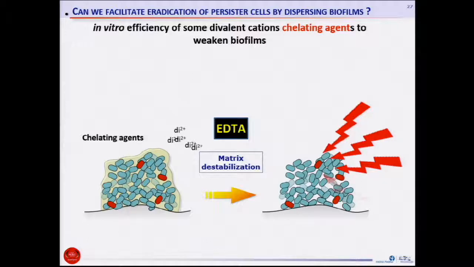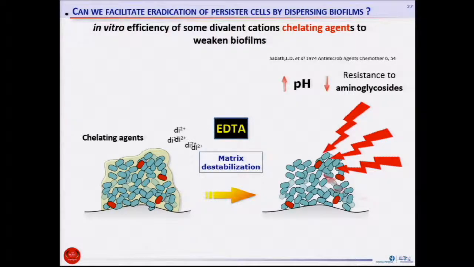So it's a very simple molecule, and that actually removes the divalent cations from the biofilm, and this is destabilizing the matrix. And there's also another property of this molecule. In fact, a long time ago, people showed that if you increase pH, you increase the efficacy of aminoglycoside to enter into the bacteria, and then you decrease resistance to aminoglycoside. So EDTA is alkaline. So then you have two effects.